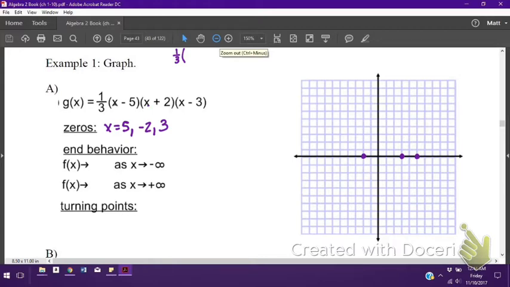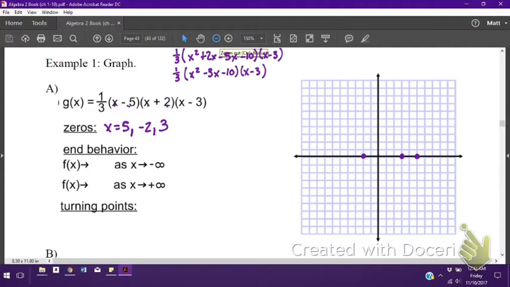So I got x times x, which is x squared. I got x times 2, well, that's plus 2x. Then I got a negative 5 times x, well, that's a negative 5x. And then I got a negative 5 times 2, and that's minus 10, times x minus 3. Well, I do want to definitely make sure I simplify first before I go any further. So 1/3 times x squared, 2x minus 5x is a negative 3x, minus 10 times x minus 3.